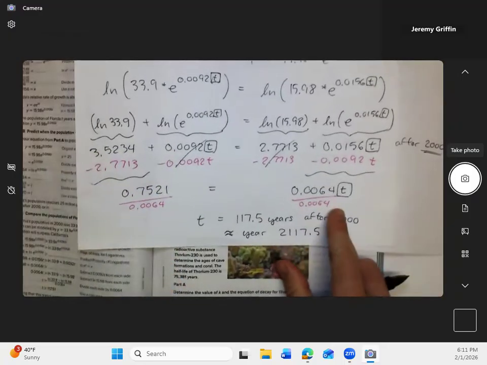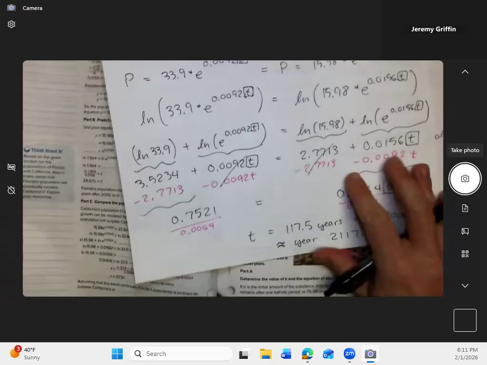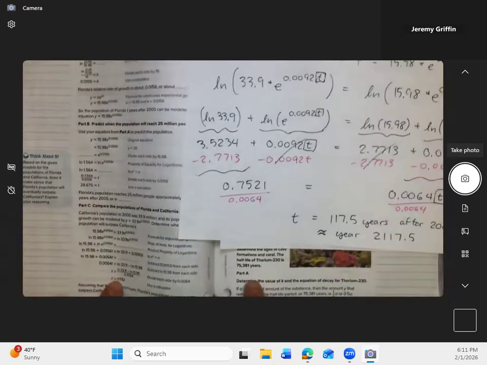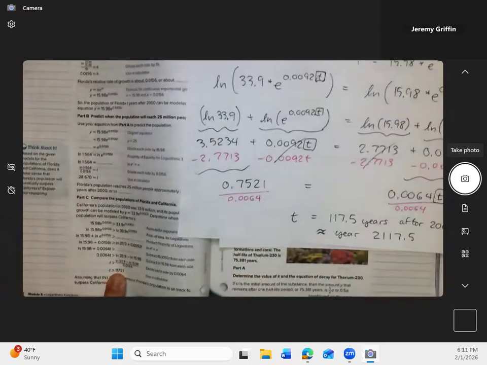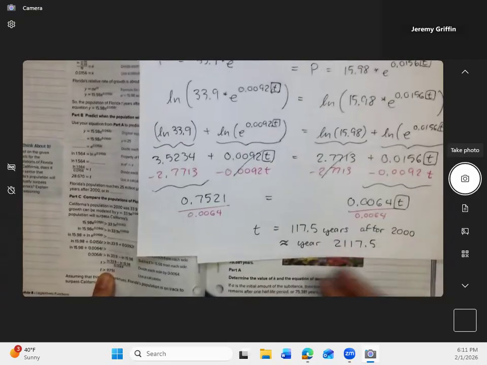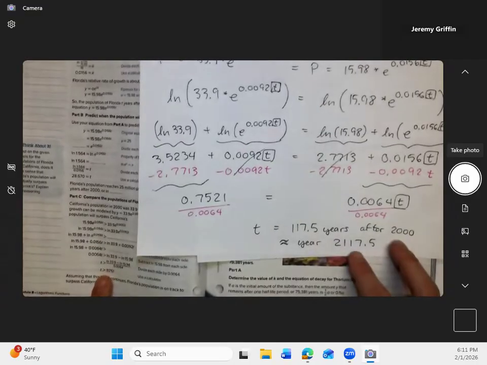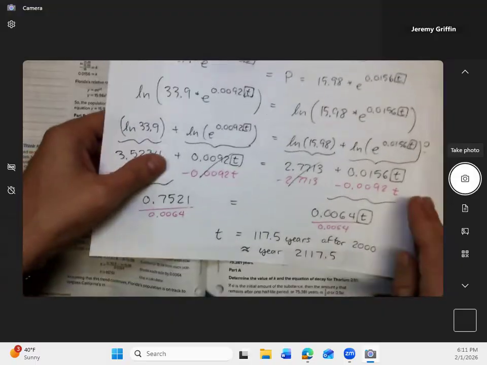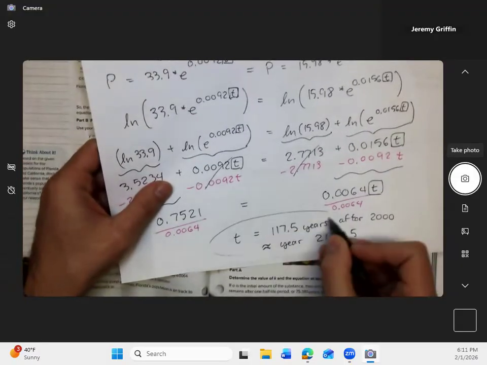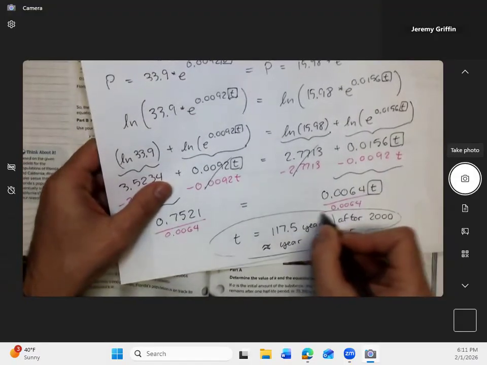Let's see what your book got. This is an example here. Okay, yeah, they got exactly the same thing. It said after this particular year, the populations are going to pass. There you go, same thing: 117 years after the year 2000.